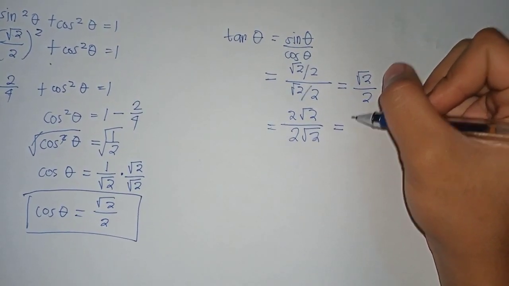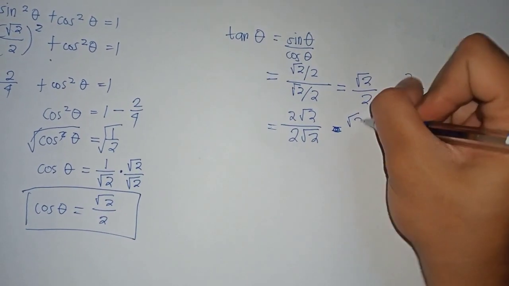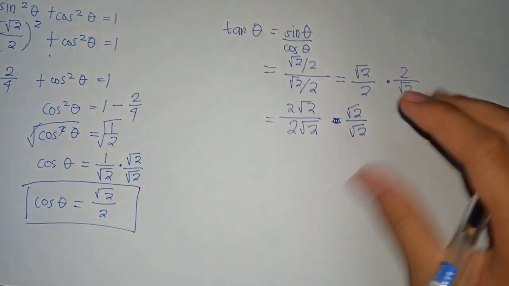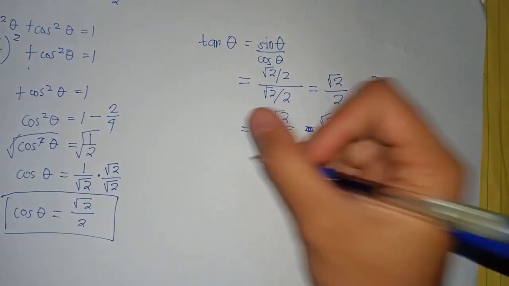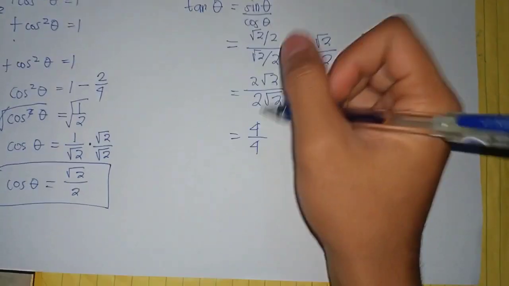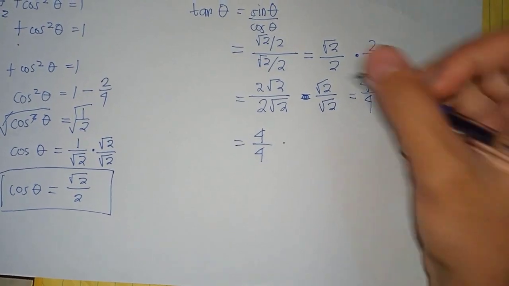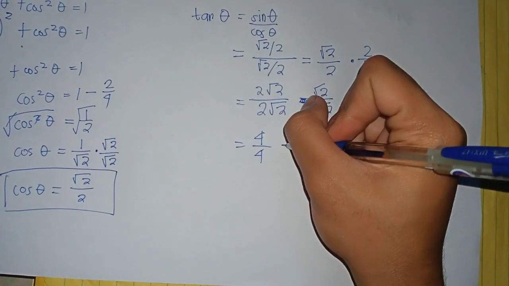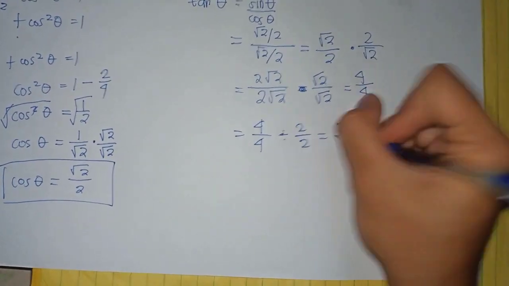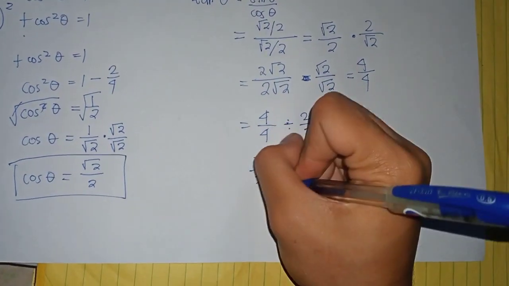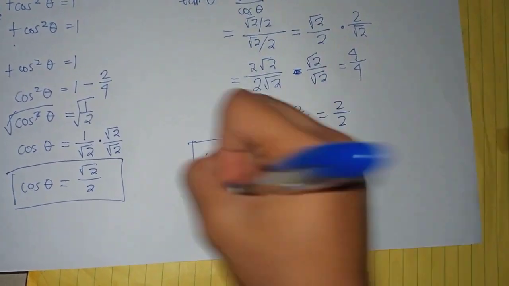We need to rationalize this by square root of 2 over square root of 2. So we have here 4 over 4. 4 over 4 can be expressed as 1, or we can divide by 2 over 2. We have 2 over 2, or 1. So we have here our tangent theta.